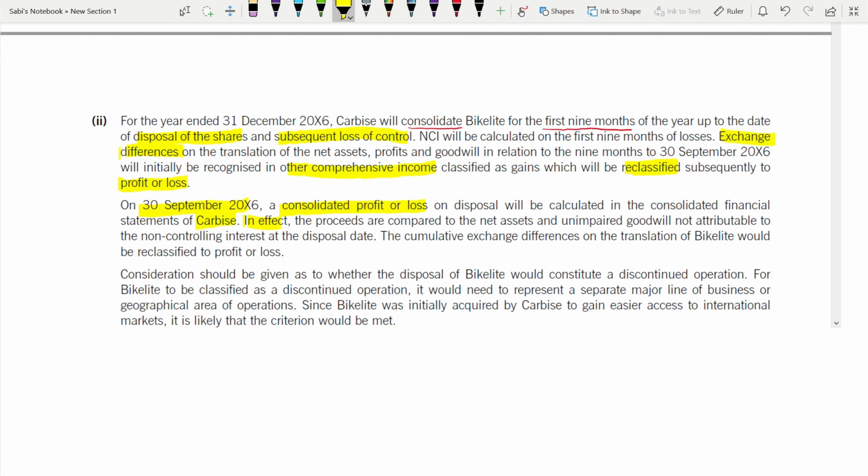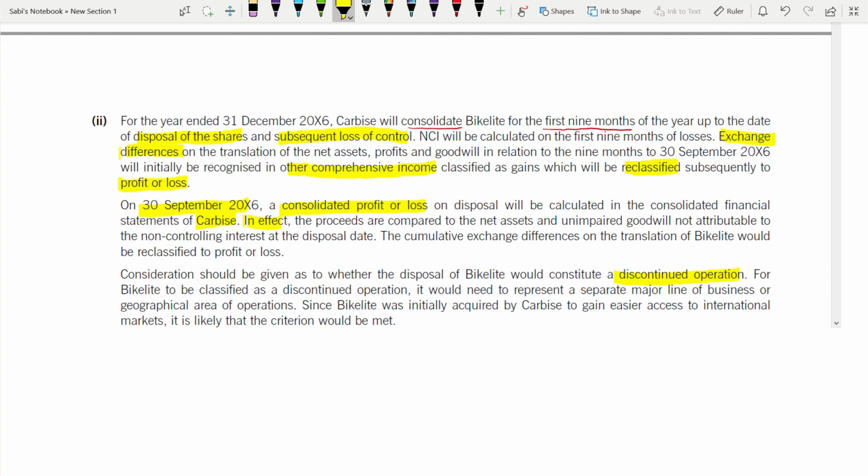Now, the last paragraph: consideration should be given as to whether the disposal of Bike Light would constitute a discontinued operation. So this disposal is whether it's a discontinued operation or not. Consideration has to be given there. So for Bike Light to be classified as a discontinued operation, it would need to represent a separate major line of business or geographical area of operations. So all these are from there. IFRS 5, sale of non-current assets, discontinued operation or something like that is there. Yes, so this discontinued operation is under IFRS 5.